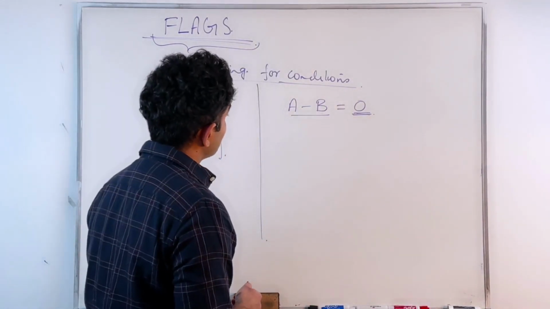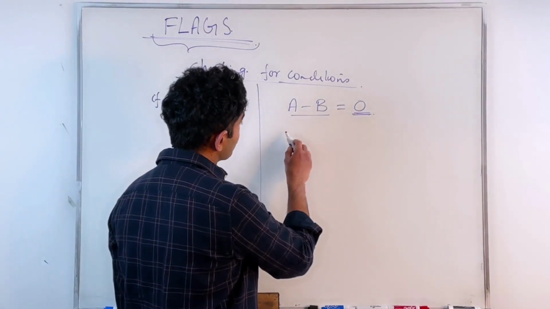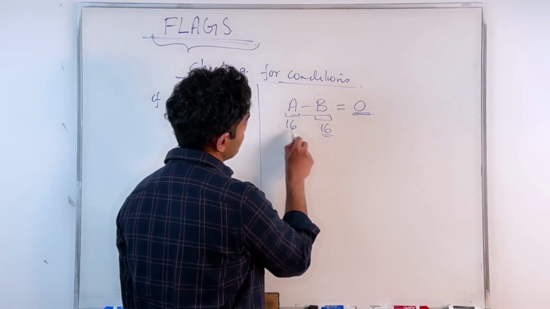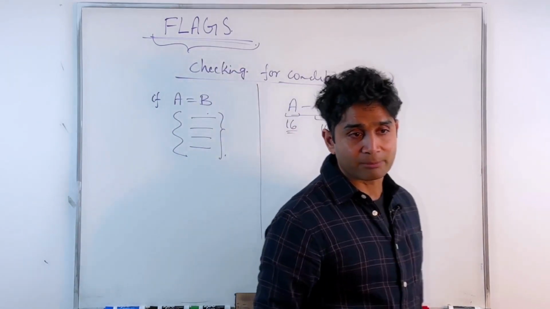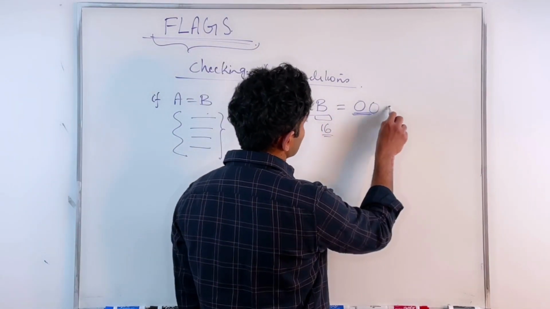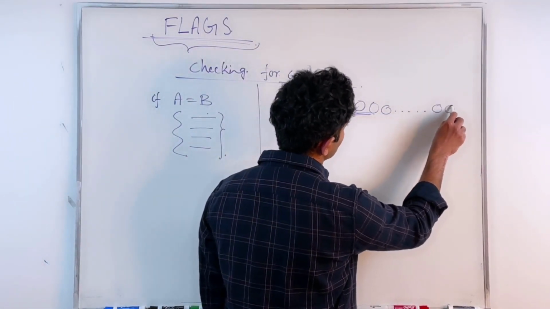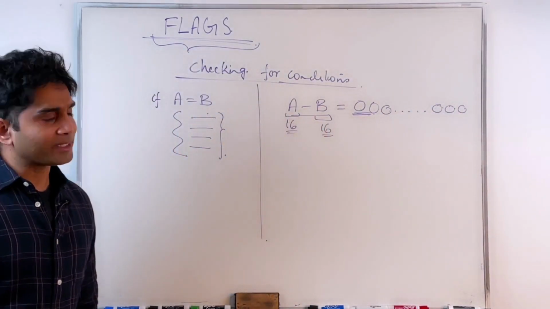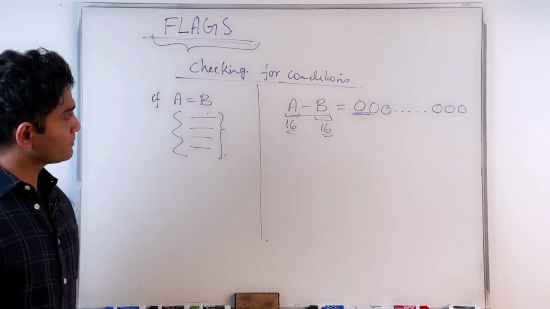Now, if I don't have a flag, then I have to make sure that, let's say A is a 16-bit number, B is a 16-bit number, because right now we are using 16-bit computers, or 32-bit computers. Then I have to basically look at 16 zeros to make sure that each bit is a 0, which is not a very efficient solution.